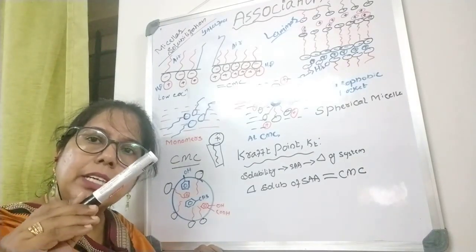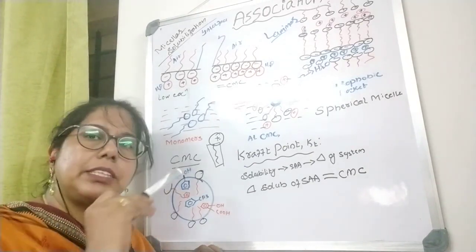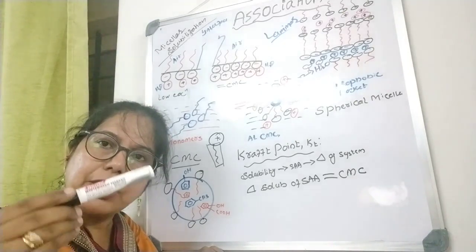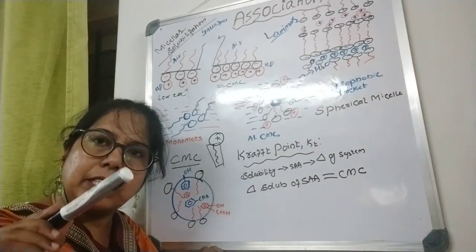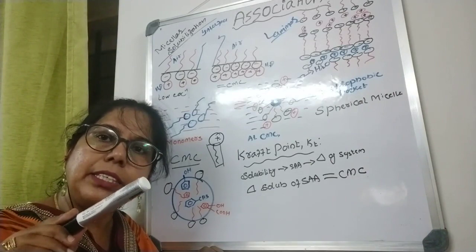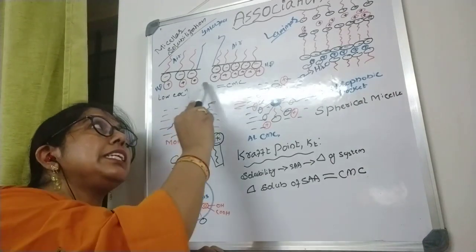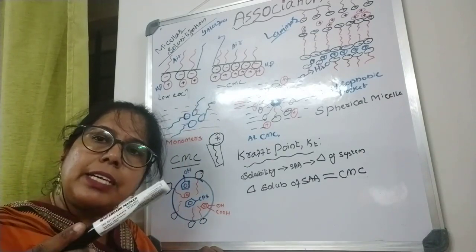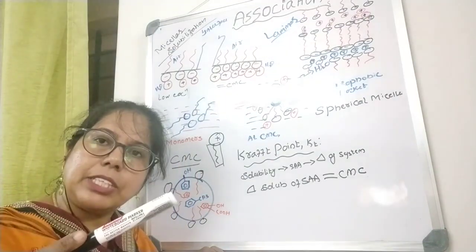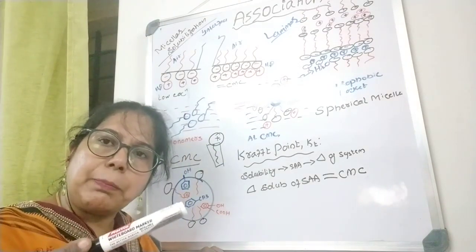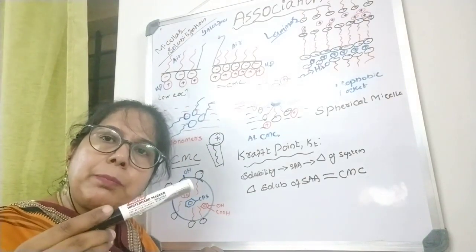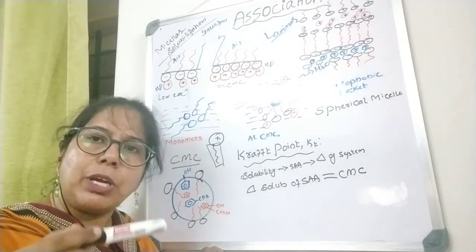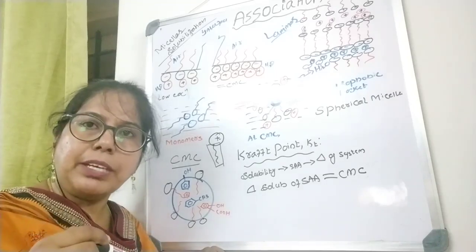You can get this question for 2 marks: what is critical micellar concentration? It is the concentration range of surfactant at which micelles start forming. It is called critical micellar concentration, and the units by which we represent it are W/W, V/V, or W/V, that is weight by weight, volume by volume, or weight by volume.